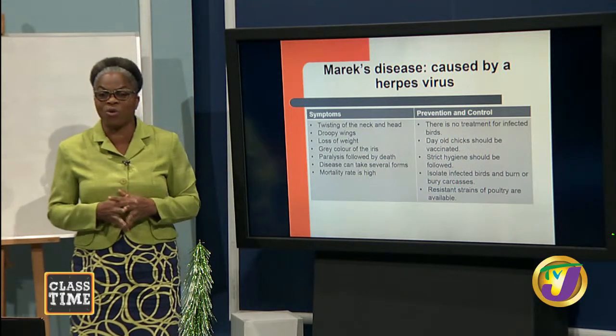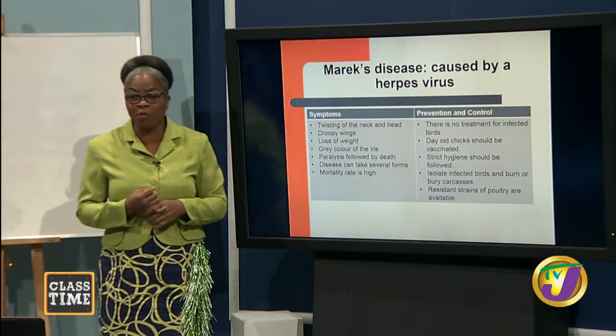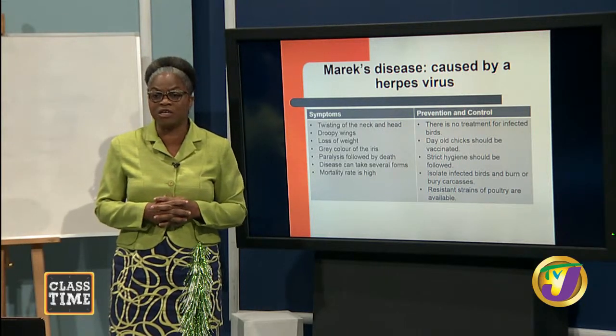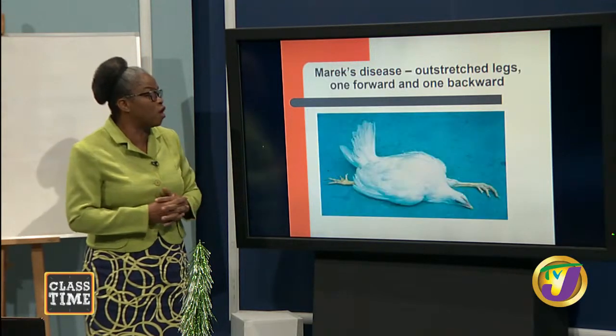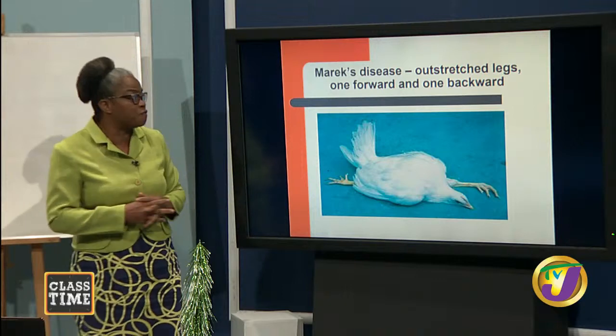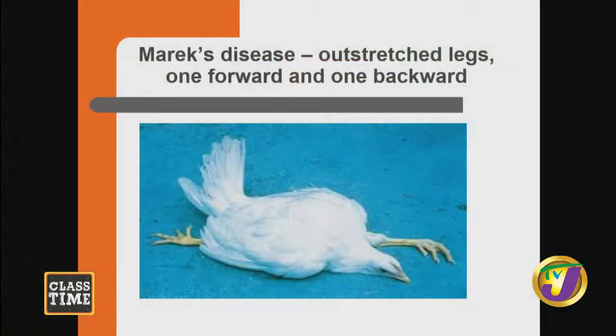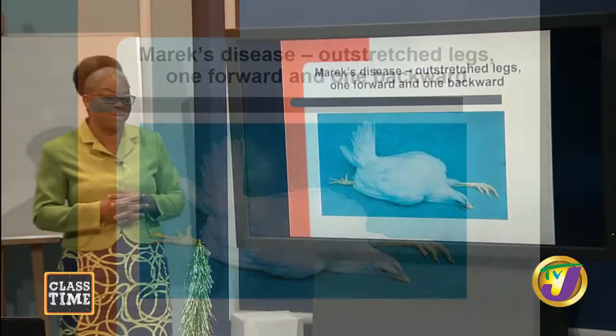Good? So far we have looked at fowl pox, Newcastle disease, and Marek's in terms of poultry production. We want to move on now. You're looking at a picture of Marek's disease, and this is just one of the symptoms. You're seeing chickens with outstretched legs. These legs can't bend at all, one forward and one backward. Sometimes the neck is twisted in a very uncomfortable position, and it's difficult for these chickens to survive and to be productive in the flock.